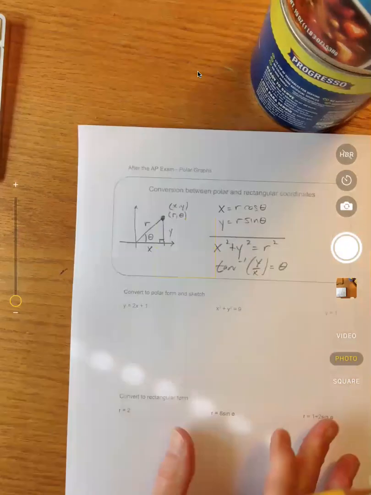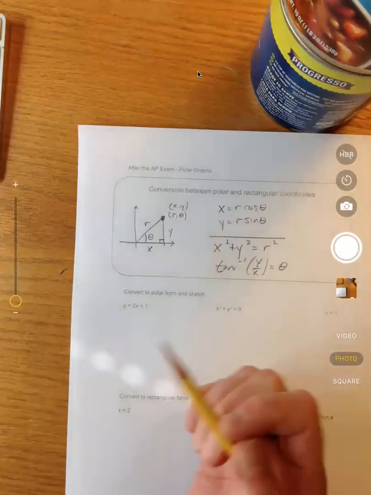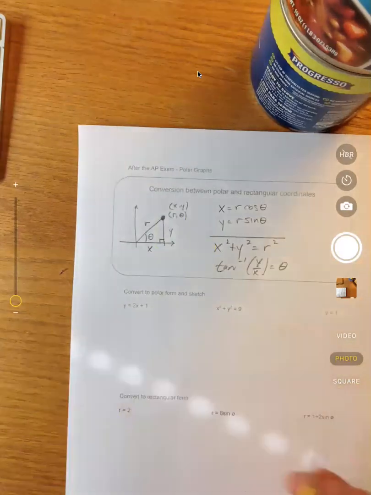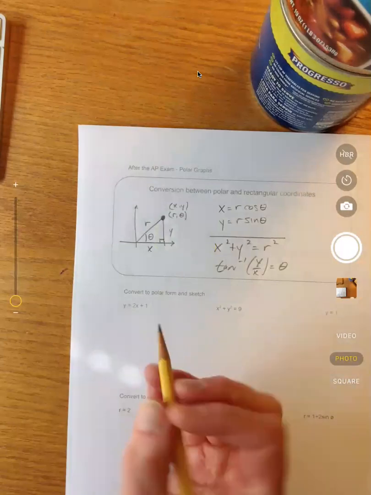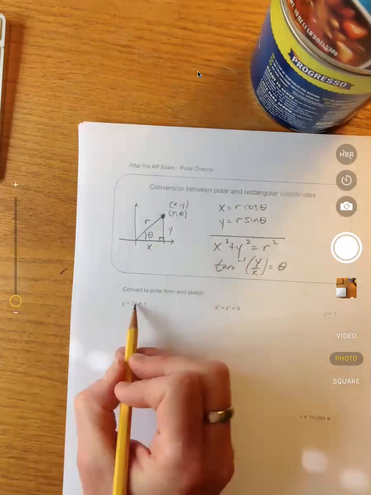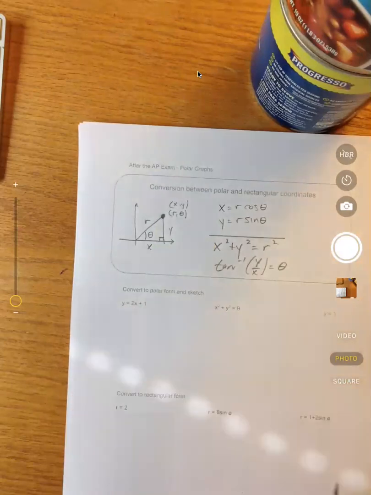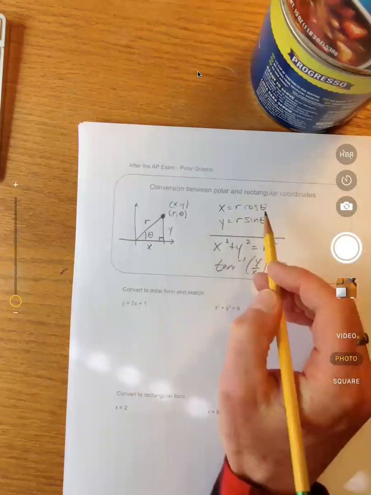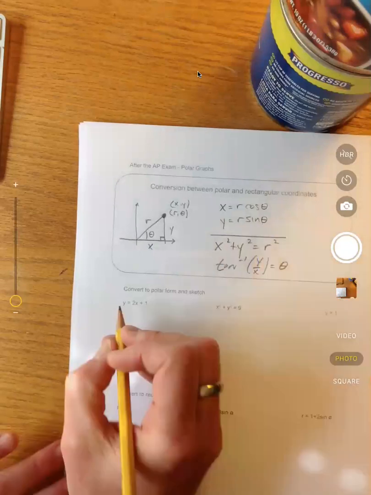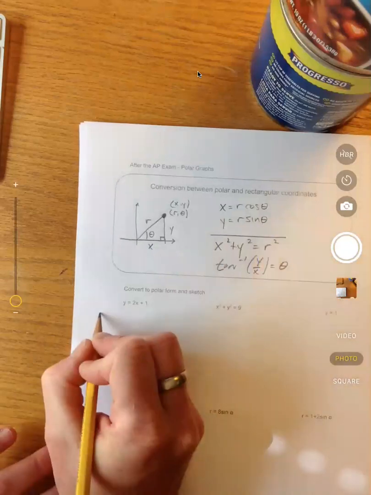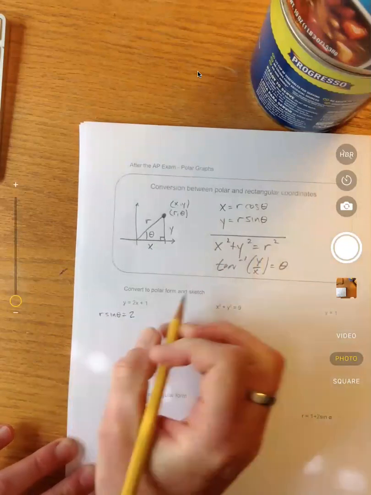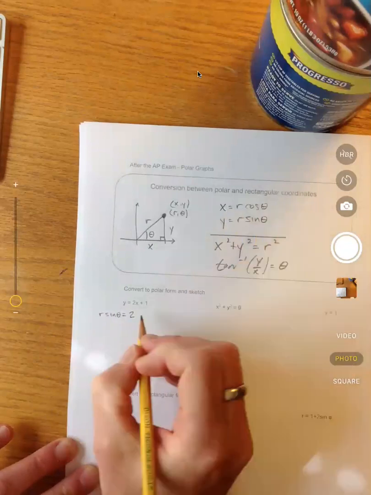So, okay, we converted points. What about converting a whole bunch of points, like in an equation? If I have y equals 2x plus 1, that's the equation of a line in rectangular form, but what is it in polar form? Well, the main thing I've got to do is change all my x's and y's to r's and thetas. So I go up to my conversions and see what x and y are in terms of r and theta. Well, y is equal to r sine of theta, so I'm just going to substitute y with r sine of theta. And then 2 times x, well, what is x? x is r cosine of theta.